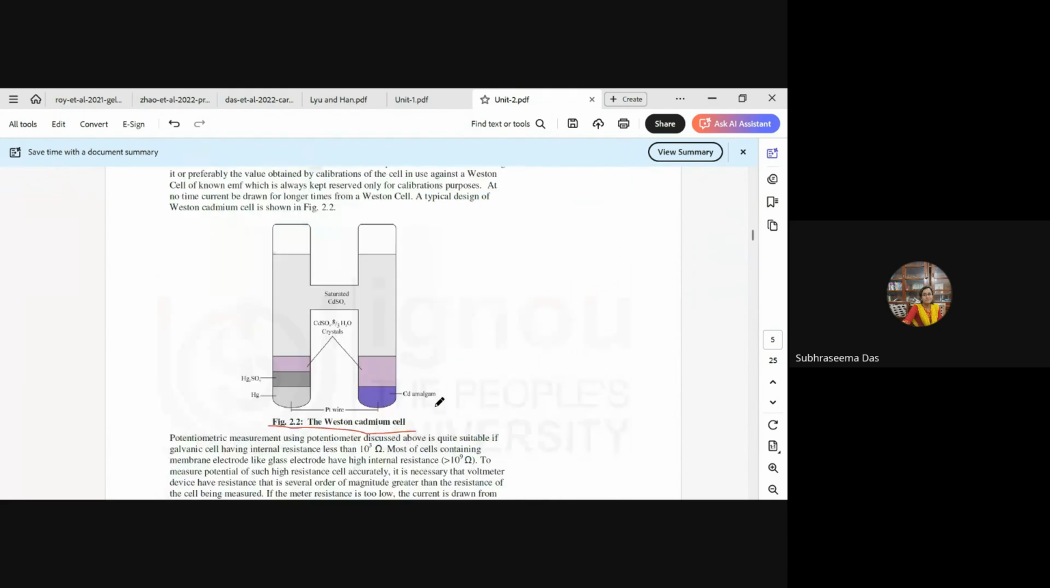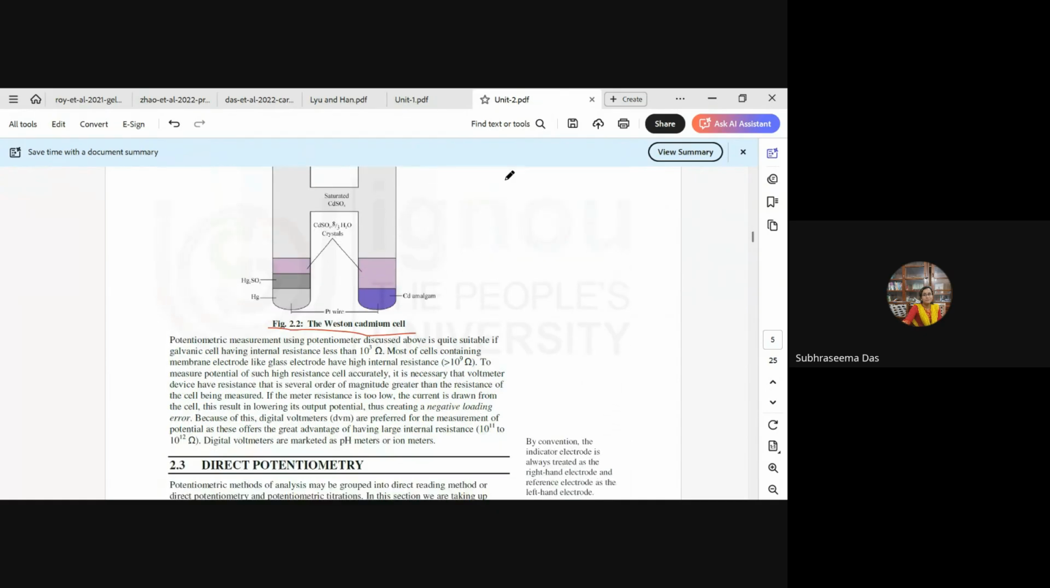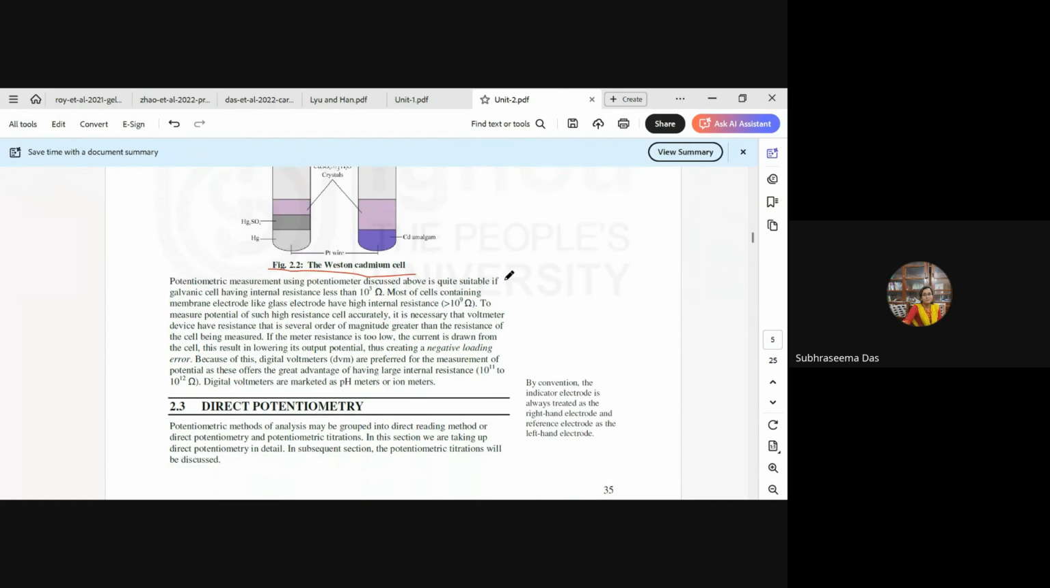So here is a typical design, shown in figure 2.2. Potential measurement using the potentiometer is quite suitable if the galvanic cell has an internal resistance of less than 10 to the power 3 ohm. The digital voltmeters that we see in markets, such as pH meters or ion meters, mostly work on this principle.